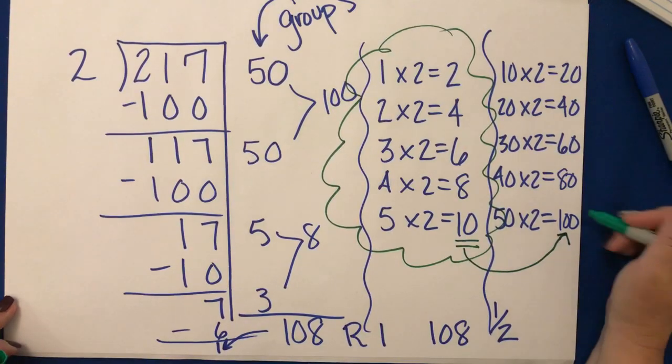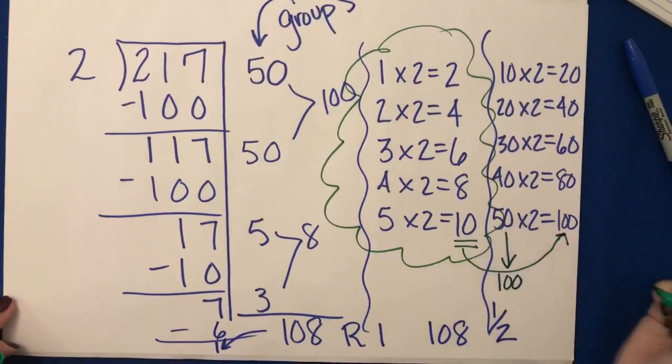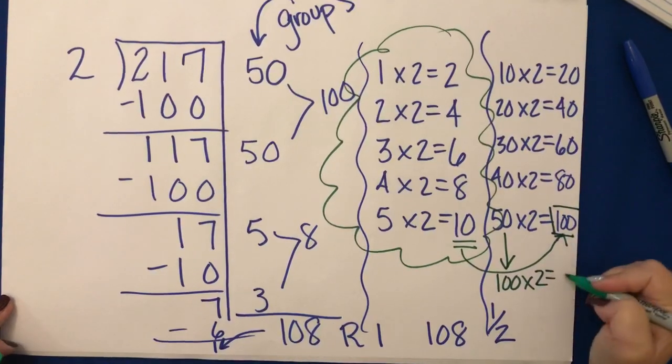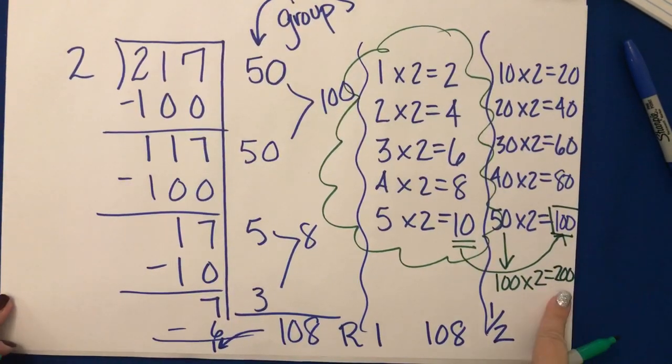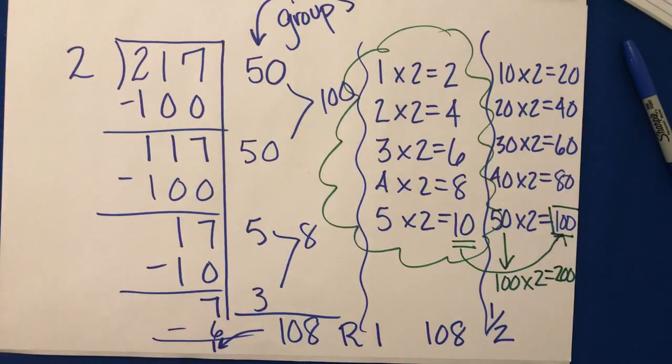Now what I could have done here is I could have taken 50 groups and doubled that to be 100 groups. 100 groups times 2 would just be this number right here, doubled. So I could have immediately taken 200 out of the pile over here. So I'm going to be heading that way with our videos next week to show you the faster way.